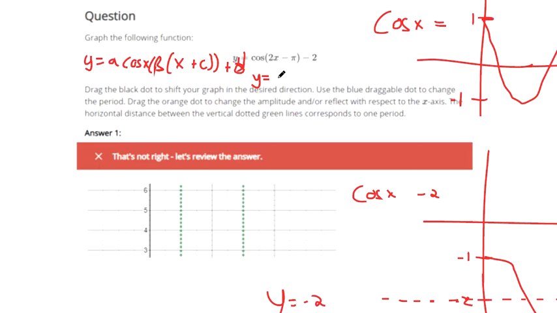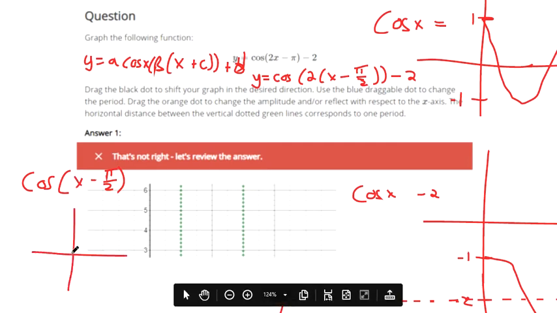So what we need to do is say y equals cosine of 2 times (x minus pi over 2), minus 2. See how I factored out a 2 from both of these terms? Put it on the outside. Now we can easily identify the phase shift. The phase shift is pi over 2 units to the right. So what that means is if you had cosine of x minus pi over 2, notice my coefficient is now 1, so you could factor out a 1 if you want. That just means instead of starting at the peak at x equals 0, we start our wave pi over 2 units to the right.